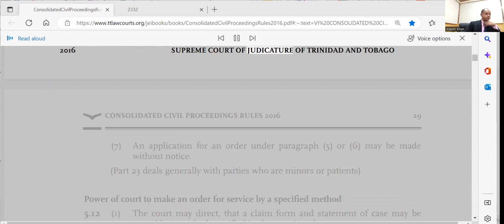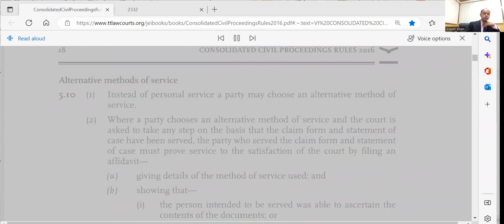2016 Supreme Court of Judicature of Trinidad and Tobago. 28 Consolidated Civil Proceedings Rules 2016. Alternative methods of service.